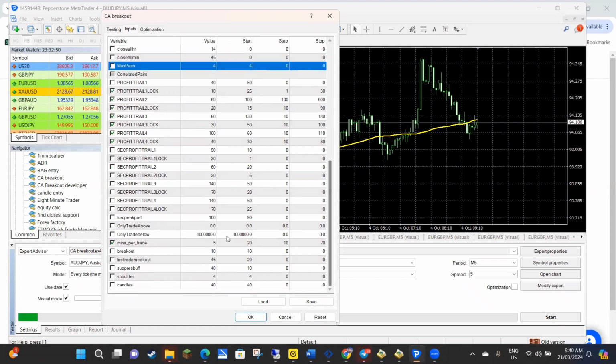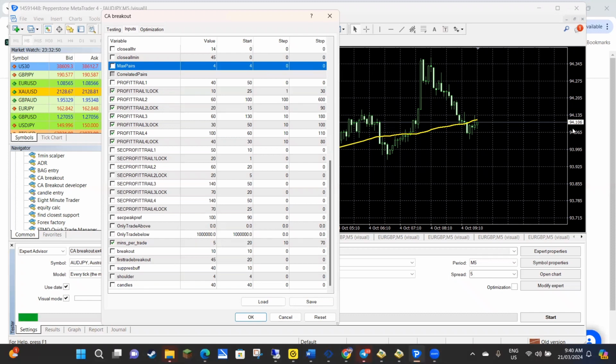Now, these next few settings, actually, these two here, we'll skip this one for the moment. Only trade above, only trade below. By default, it's at $1 million and 0, meaning it's not being used. But if you wanted to set a range that you wanted the software to trade in, then you could.